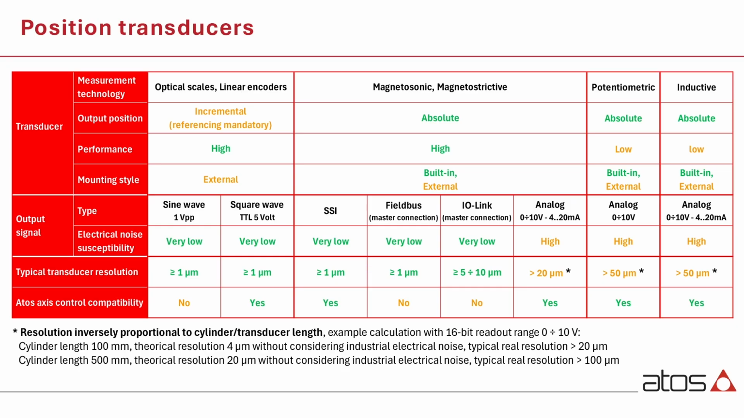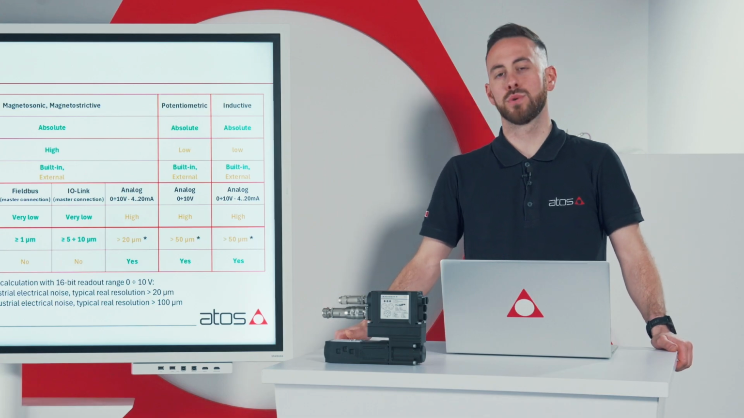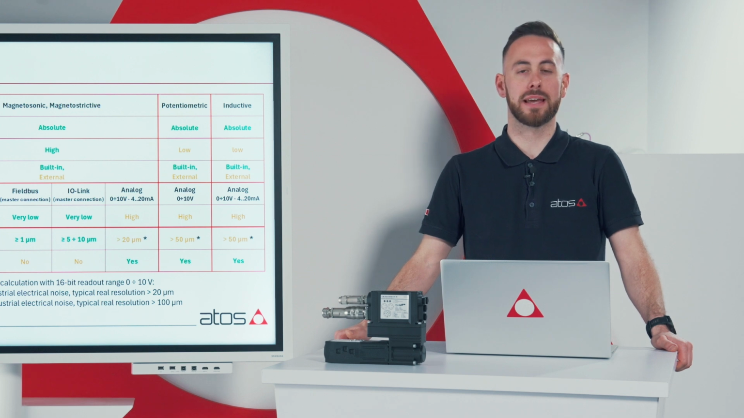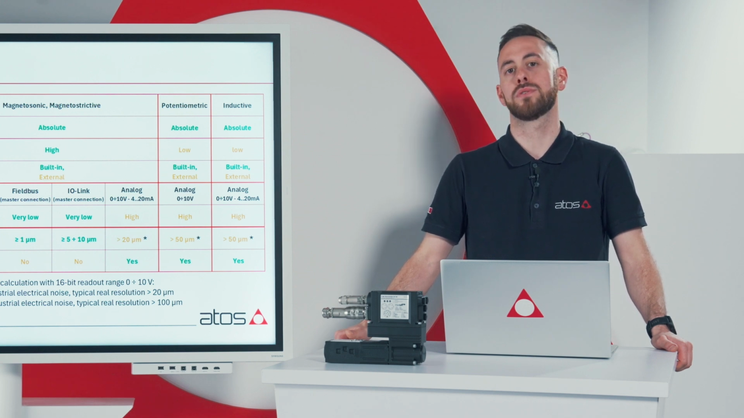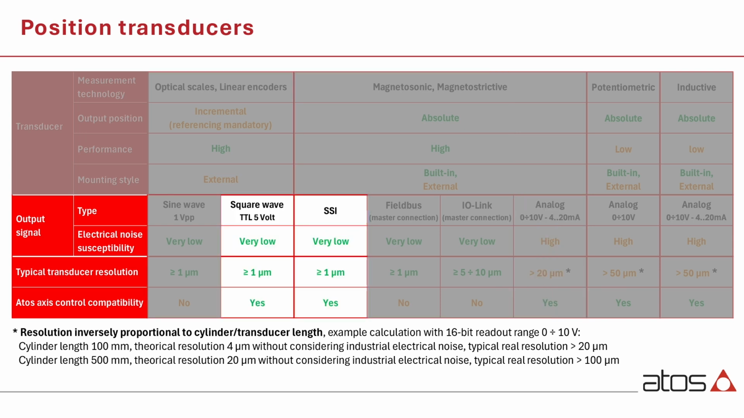Now, let's see which type of position transducer can be interfaced with Atos axis controllers. Having excluded optical, inductive, and potentiometer sensor for the technical reasons explained earlier, today we will focus on the magnetostrictive technology, which can have either analog or digital output. Basically, despite the transducer technology, Atos axis controller can be interfaced with two feedback output signals. Analog output, either in voltage, 0-10 volts, 0-5 volts, or current, 4-20 milliamps, and digital output, for instance, SSI or encoder.